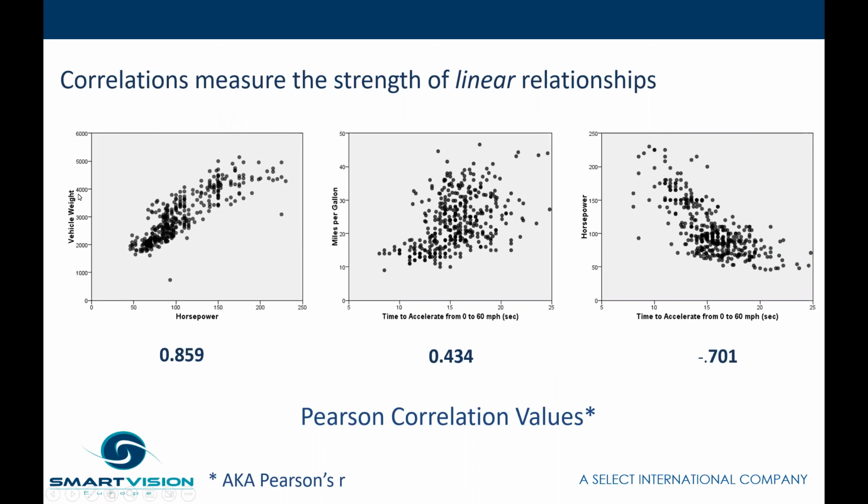In our example here, we are using Pearson's r. That's Karl Pearson, Karl Pearson's r value. And every point in these scatter plots is a different automobile. It's a different car, okay? And what we're doing is measuring aspects of these cars, saying what's the vehicle weight, what's the horsepower.